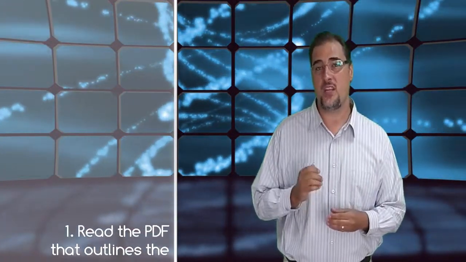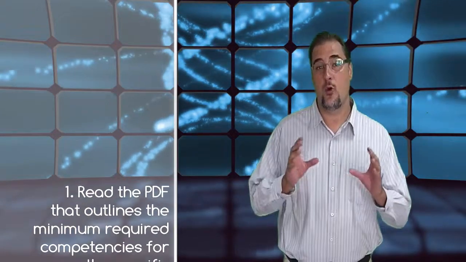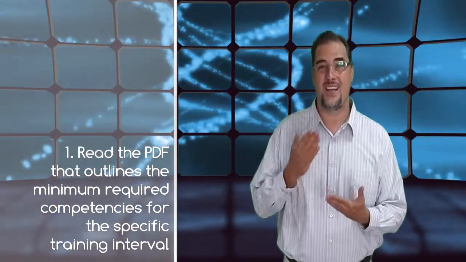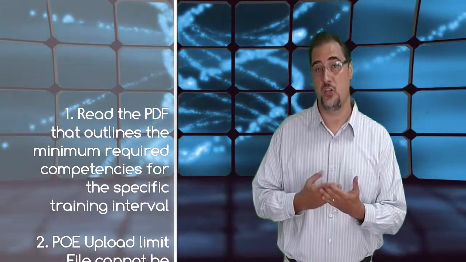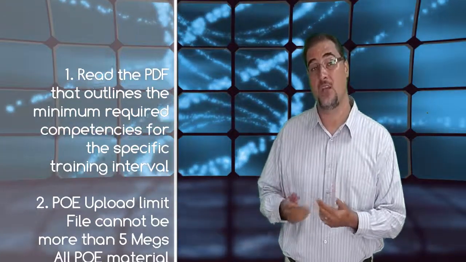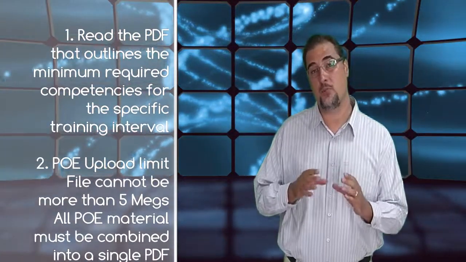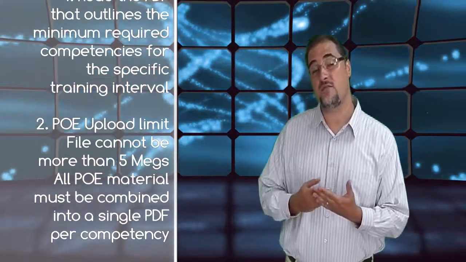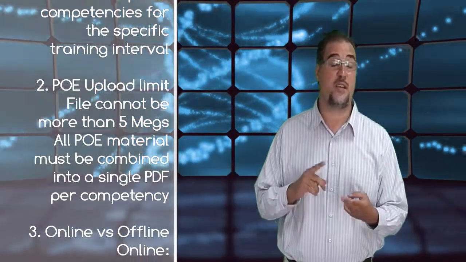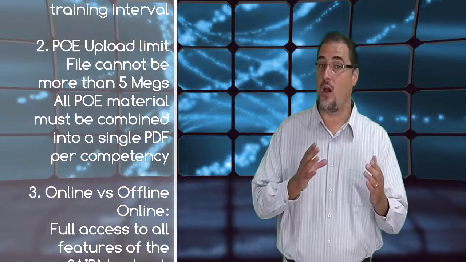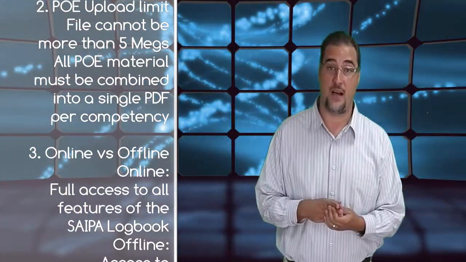Here are 5 pointers to ensure you have a smooth experience with the SAIPA online logbook. Number 1, read the PDF that outlines the requirements for your competencies. This highlights the minimum competencies you need to complete per training interval. 2, you have an upload on your POE limit. Each file has to be in a PDF, it has to be less than 5 megs, and all work requirements for that proof of evidence has to be in a single file.